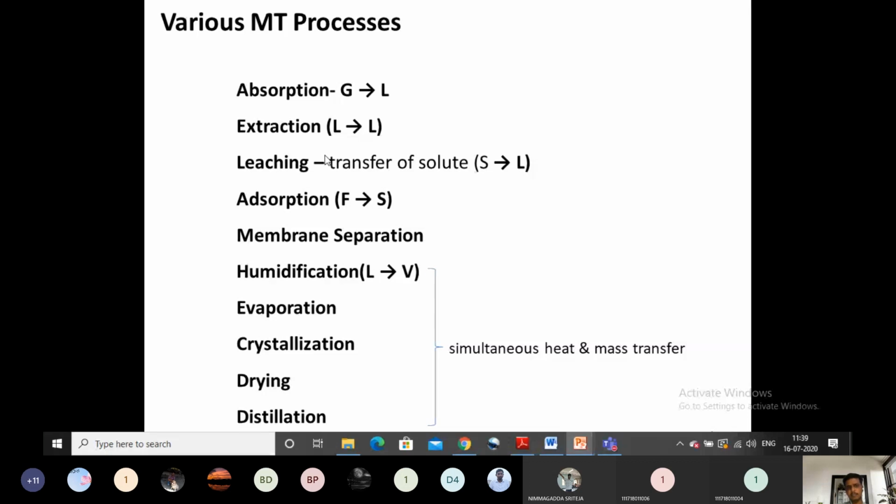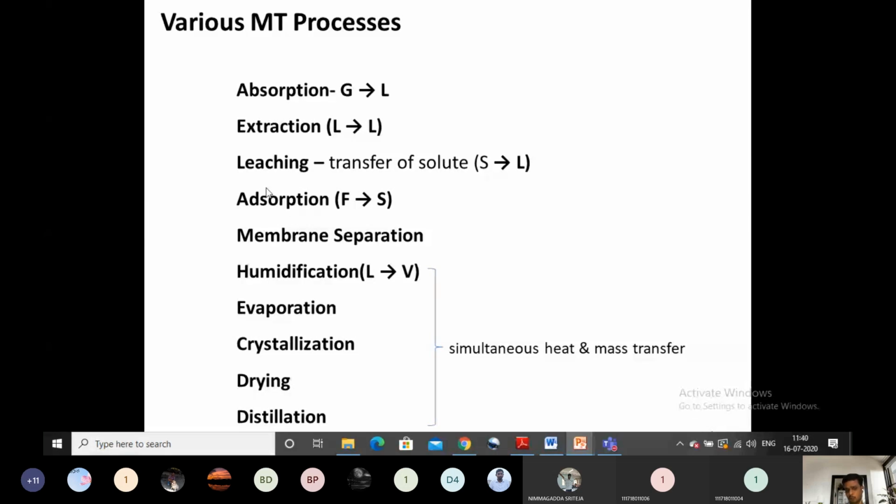Everything will be extracted from the solid phase to the liquid phase. How this solid phase to liquid phase transfer happens depends on the solute. Petroleum fraction solvents like propane and hexane are used to extract the solute or oil present in the solid phase into the liquid phase. Then the next one is adsorption.